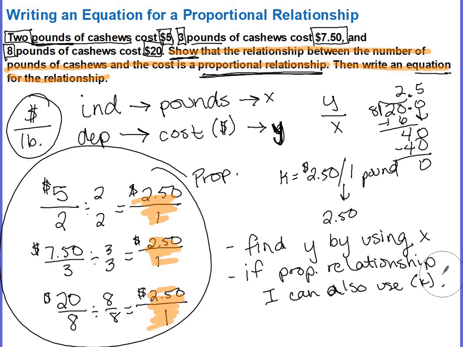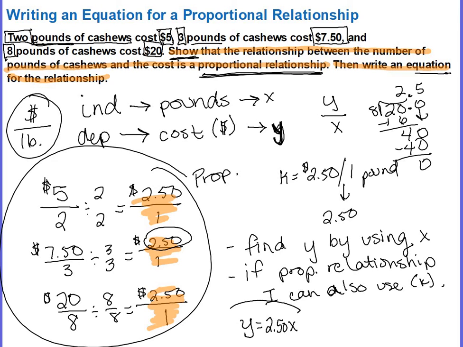So what I'm looking at here is I want to get y. So what is y equal to by using x? Well, I know that if I take the number of pounds of cashews that I want and multiply it by this $2.50, that should tell me how much it's going to cost me. So I'm taking the 2.50 and I'm multiplying it by x.